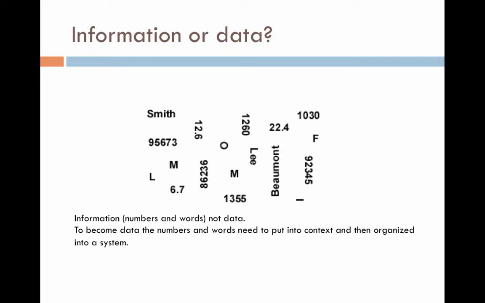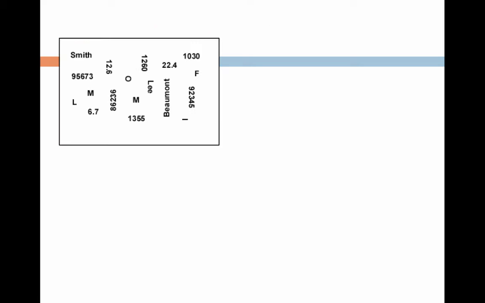To begin with, thinking about whether it's information or data, we have right now simply information. If we look at this image, they're words and numbers, but we really can't make any sense of them. We don't know what they would refer to or how to organize them. To turn it into data, we need to put it into a context and then organize it into a system. Data, then, are numbers in context.